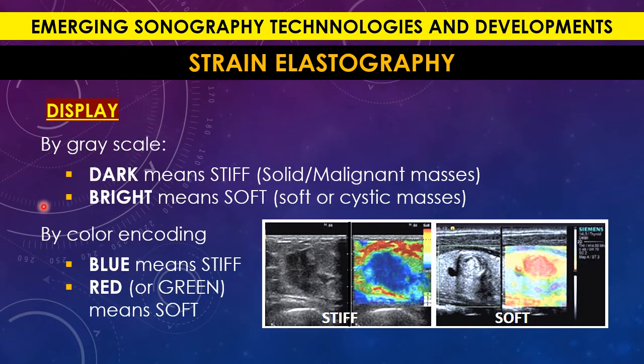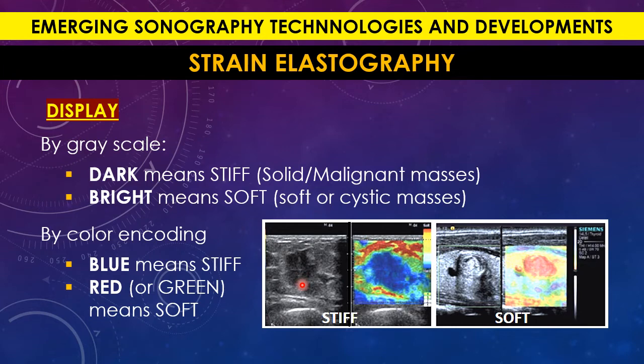How is this tissue displacement in strain elastography displayed? There are two types of display, either the grayscale display or the color coding display. In the grayscale display, if there is a dark area, it means that it is stiff. So stiff areas are dark, like here. This is a stiff area, you see it's dark. And if there is a brighter area, that means it's soft. So these are compared: here I have soft tissue and here there is stiff tissue. This is by grayscale.